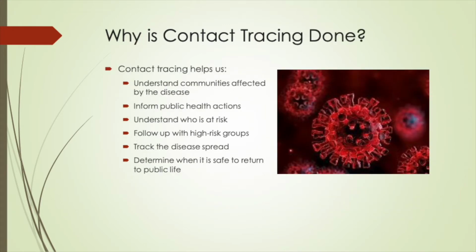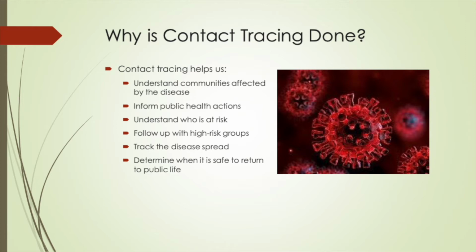Contact tracing helps us understand where the disease is happening, what communities are being affected. And knowing that, we can take actions to help stop and help protect people. We can understand who is at risk, what age groups, what medical conditions make people more or less susceptible, who is more likely to have a mild case versus a serious case. And knowing that, we can follow up with high-risk groups and let them know what they can do to best protect themselves from getting the disease.